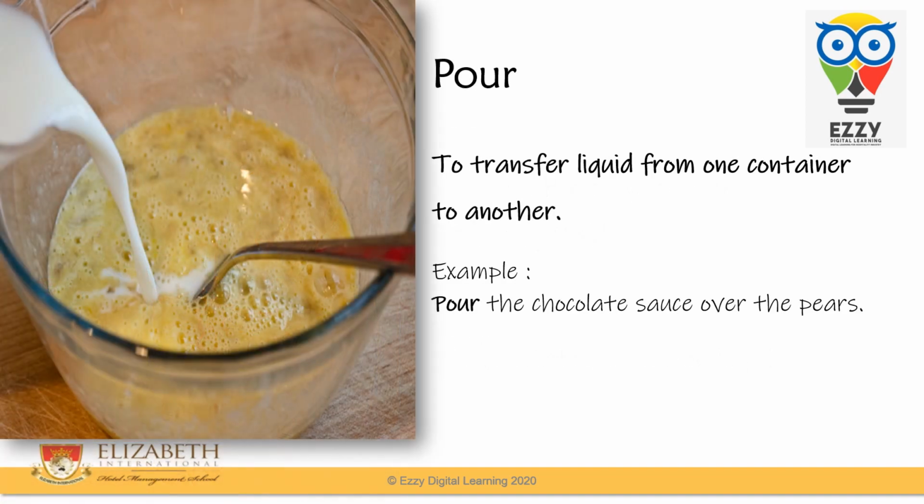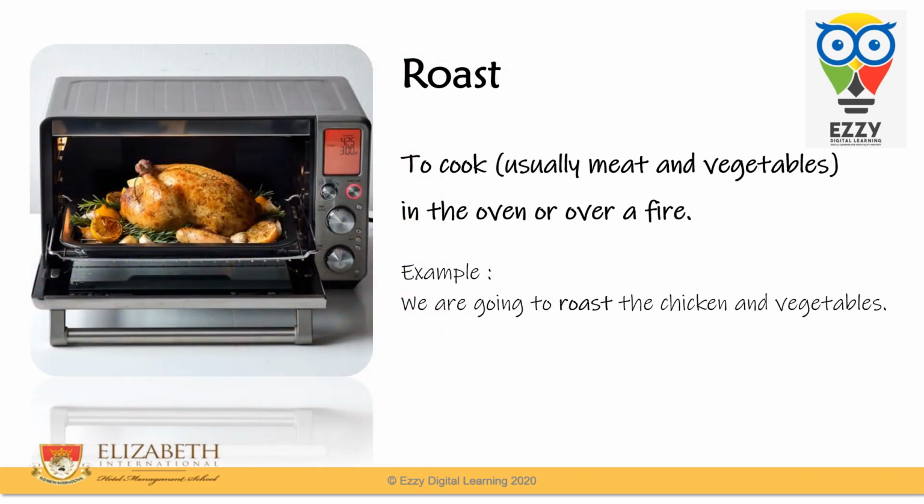Pour is to transfer liquid from one container to another. For example, pour the chocolate sauce over the pears. Roast is to cook, usually meat and vegetables, in the oven or over a fire. For example, we are going to roast the chicken and vegetable.